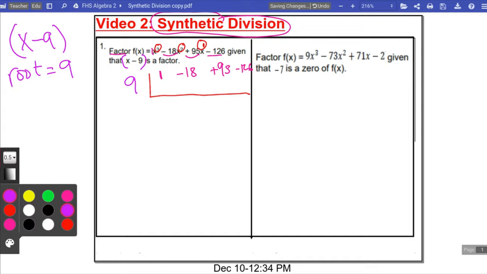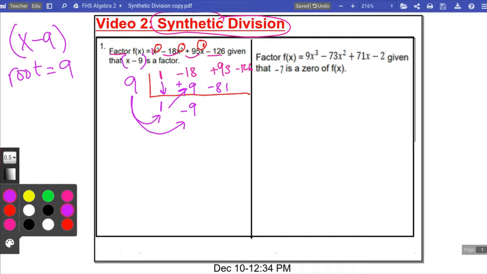All right, let's do what we do best. Drop the first one. 9 times 1, you get 9. Add them up. Negative 18 plus 9. What does that give you? Negative 9, right? 9 times negative 9, you get negative 81. All right, so what does that equal to?